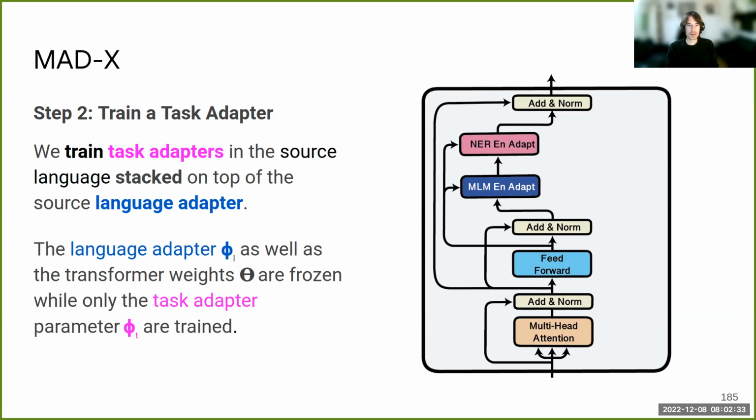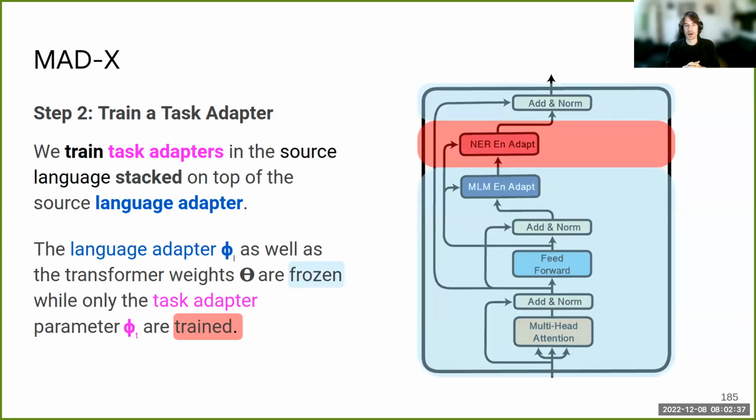So this is the main idea of training those task adapters. Everything else is frozen. We're just updating the weights of the named entity recognition adapter.